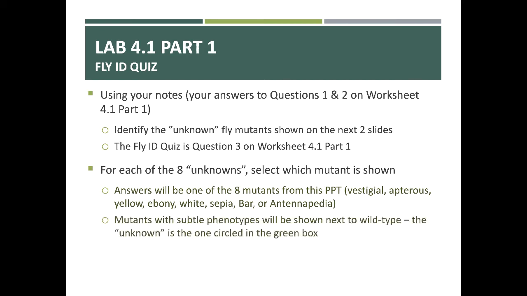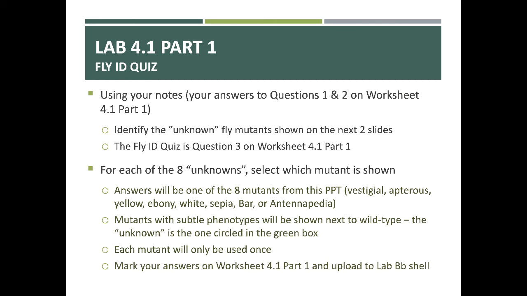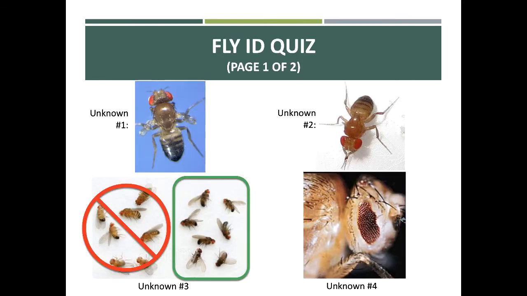And they won't be repeated. Just one mutant is used, and after you've used it, it won't be used again. I mentioned before, if it's a subtle phenotype, there will be a picture of wild type next to it. And I already mentioned this, but mutants will only be used once. Mark your answers on worksheet 4.1, and you will upload that to the Blackboard shell when you turn in this worksheet.